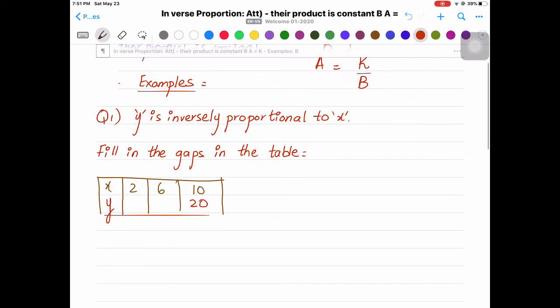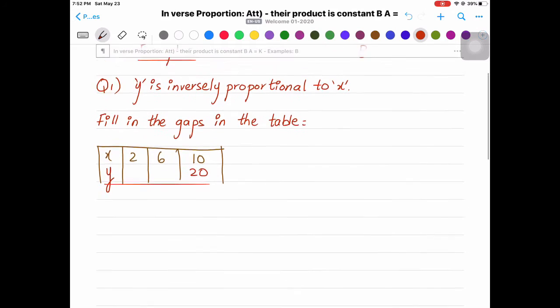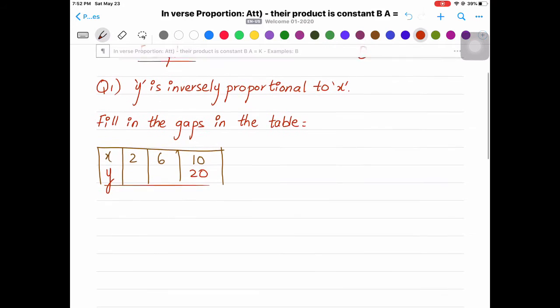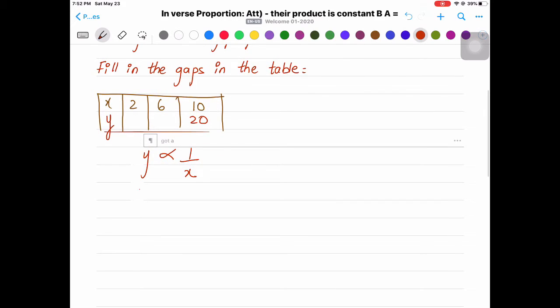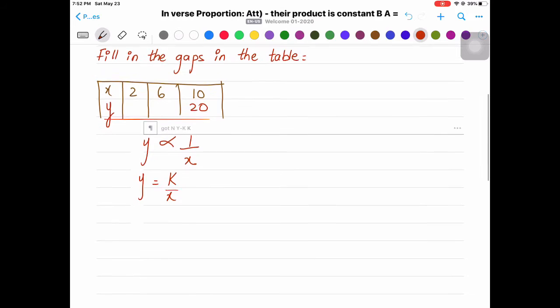So the question says that y is inversely proportional to x, and we are asked to fill in this table. So if y is inversely proportional to x, that means we should represent it something like this, and then we can replace the 1 with k. Yep, so that's our general equation. Now we'll add in the values to find the value for k. We'll add in the knowns for x and y.